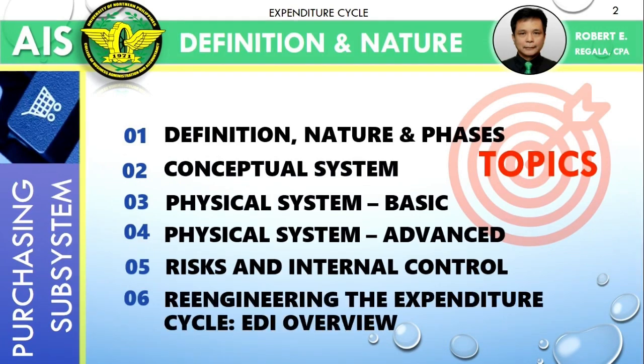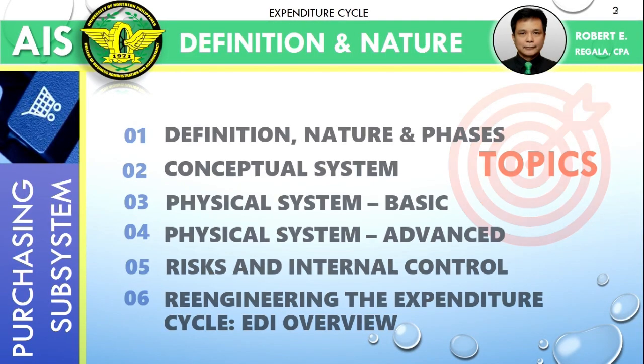In topic 6, we will conclude this chapter with an overview of the electronic data interchange, EDI, process, which poses unique risks for organizations that need to be recognized and controlled. We will consider the case of re-engineering the expenditure cycle by the Ford Motor Company using EDI. On to our first topic.